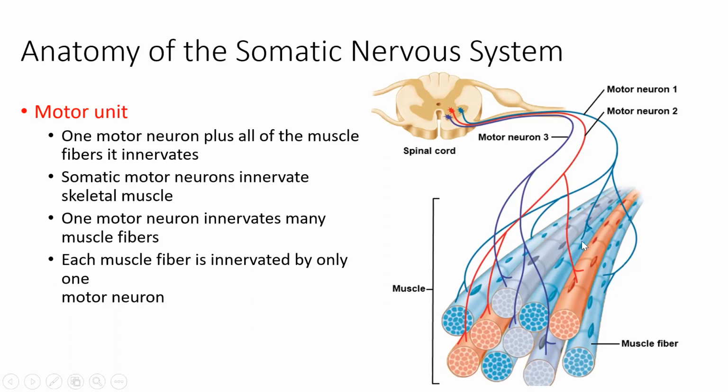A single motor neuron, so if we look at our cross-section of the spinal cord here, we're seeing 3 different motor neurons arising here from the ventral horn. We've got one in blue, one in red, and then one here in purple. And each of those motor neurons, as we can see, they're branching to innervate many different muscle fibers. But if we were to look at the perspective of a single muscle fiber, this can only be innervated by one motor neuron. Okay, really important. So one motor neuron, many muscle fibers, one muscle fiber, one motor neuron.